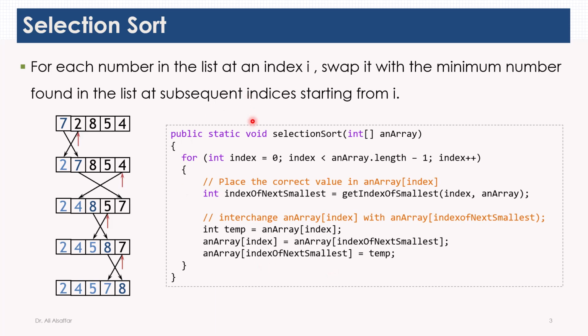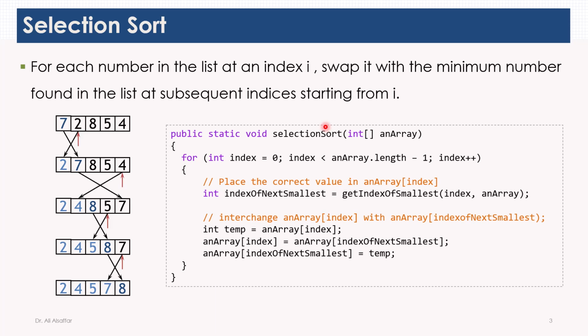In the next iteration, when index becomes 1, then this method will get you the index of the smallest integer in the array starting from index 1. In the next iteration, when index is equal to 2, it will find the index of the smallest integer in the array starting at index 2, and so on.